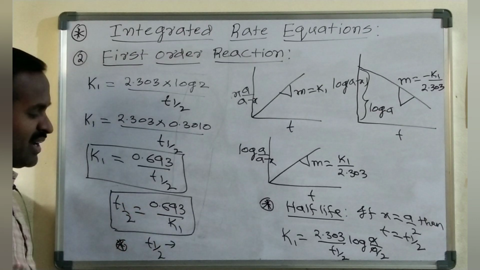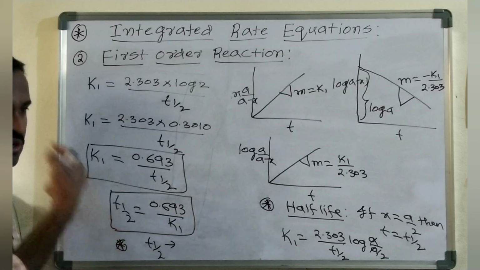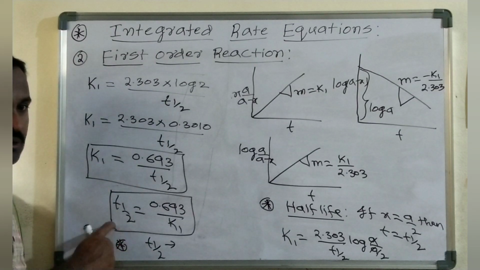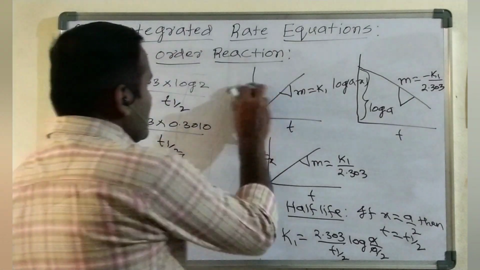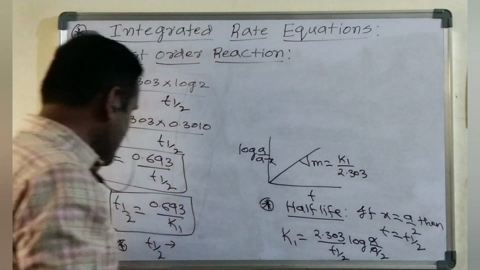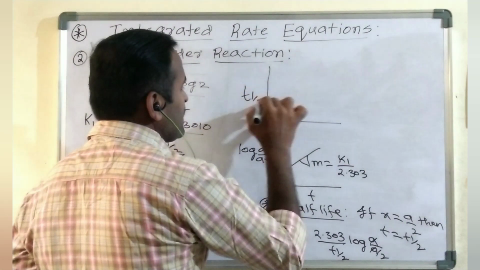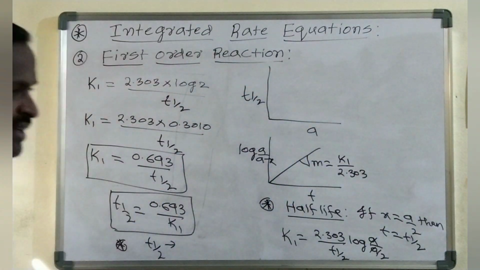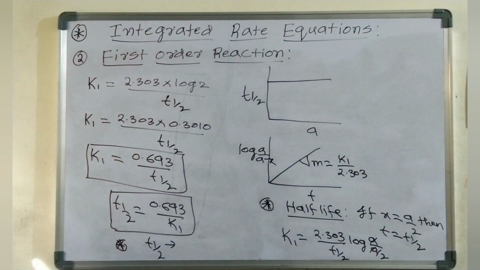So t half is not dependent upon the initial concentration of reactants. In the case of zero order reaction we have seen that t half is directly proportional to a. In first order reaction, t half is independent of the initial concentration of a. If you plot a graph between initial concentration and half-life, with t half on the y-axis and initial concentration on the x-axis, you will get a straight line parallel to the x-axis, the initial concentration axis. So this is about first order reaction.